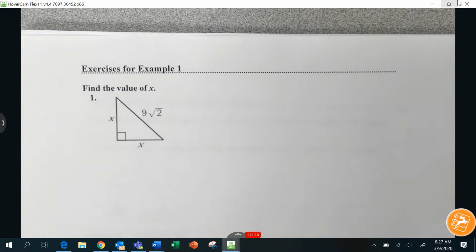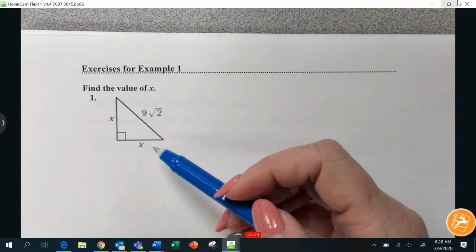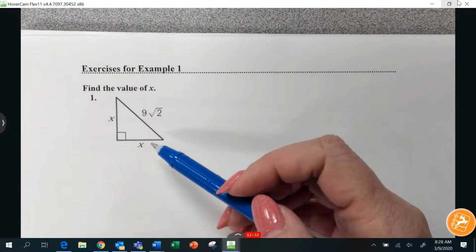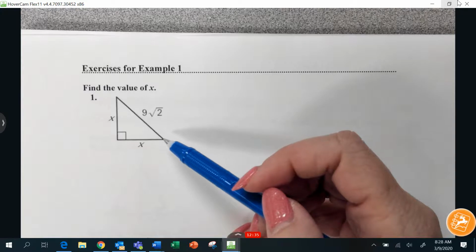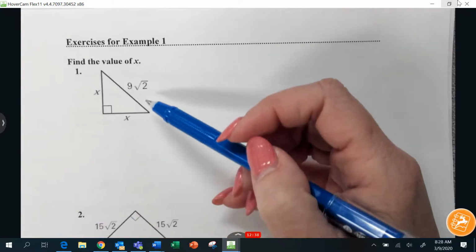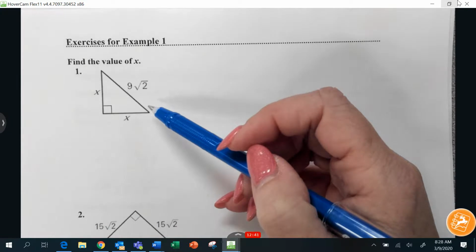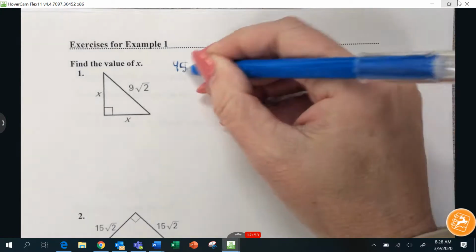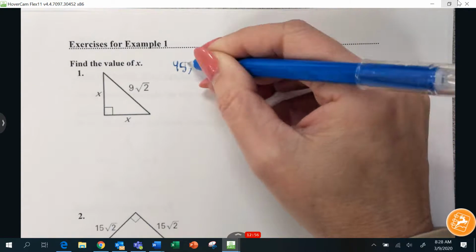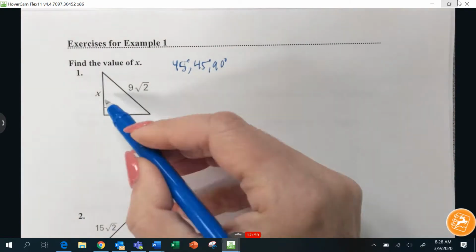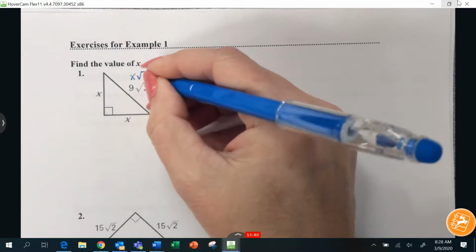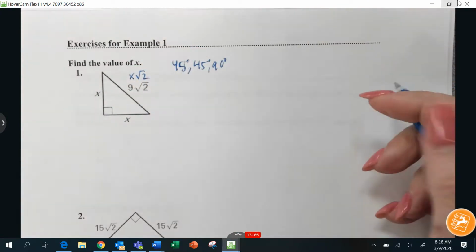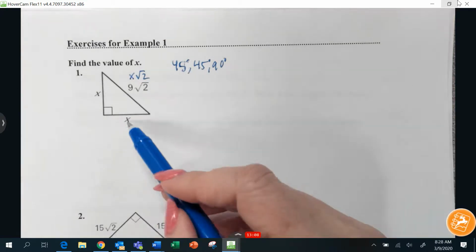Find the value of x. What kind of triangle is it? Jesse, what kind of triangle is this? The isosceles right triangle, which is what angles? The 2 of the 45 degrees and the 90. Yep, 45, 45, 90 degree triangle. Okay. So the formula is x radical 2. That's my formula. We have to find what? X.